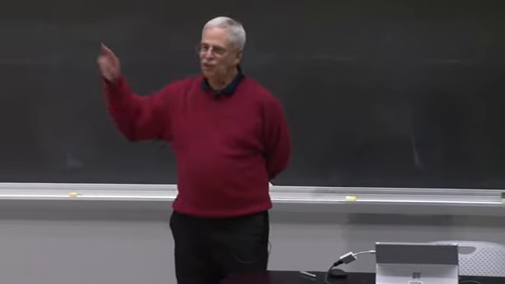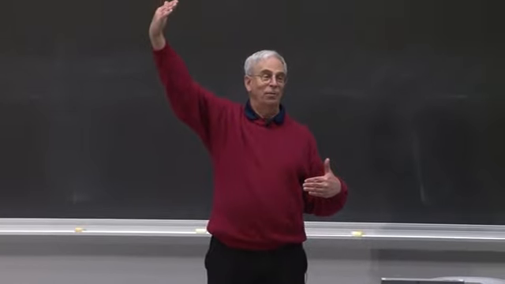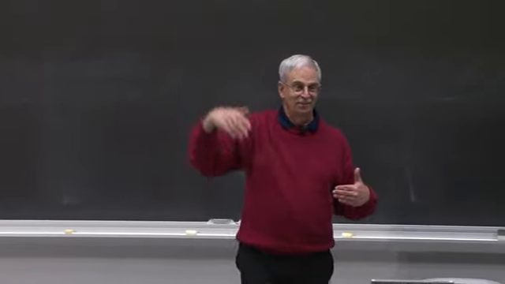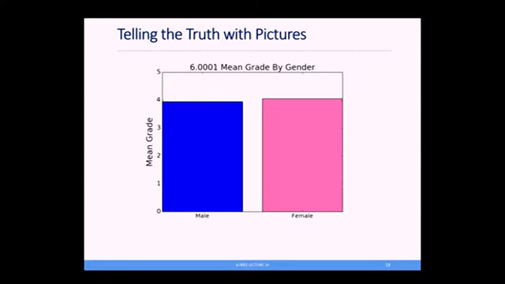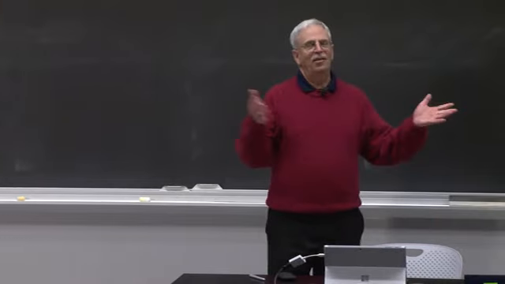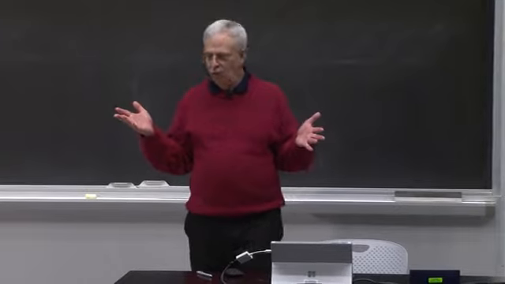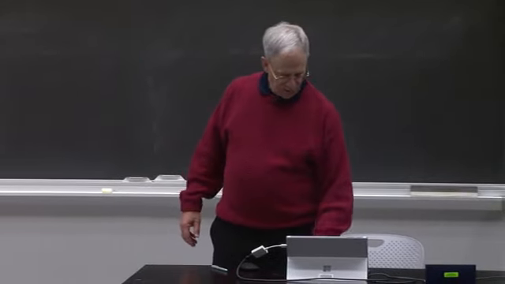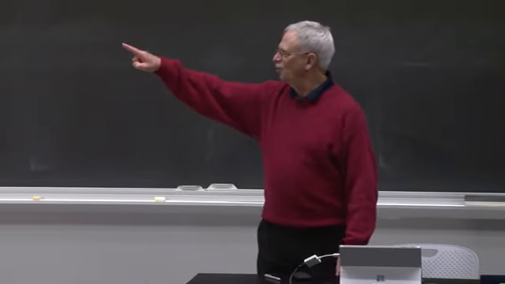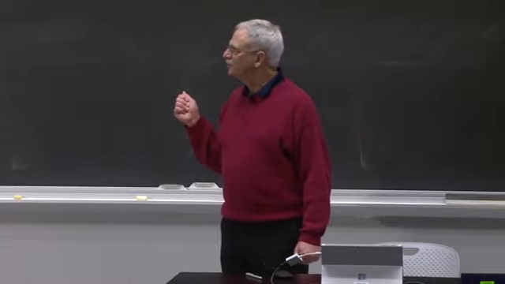I cleverly chose my baseline in such a way to make the difference look really big, much bigger than it is. Here I did the honest thing of putting the baseline at 0 and running it to 5, because that's the range of grades at MIT. And so when you look at a chart, it's important to keep in mind that you need to look at the axis labels and the scales.